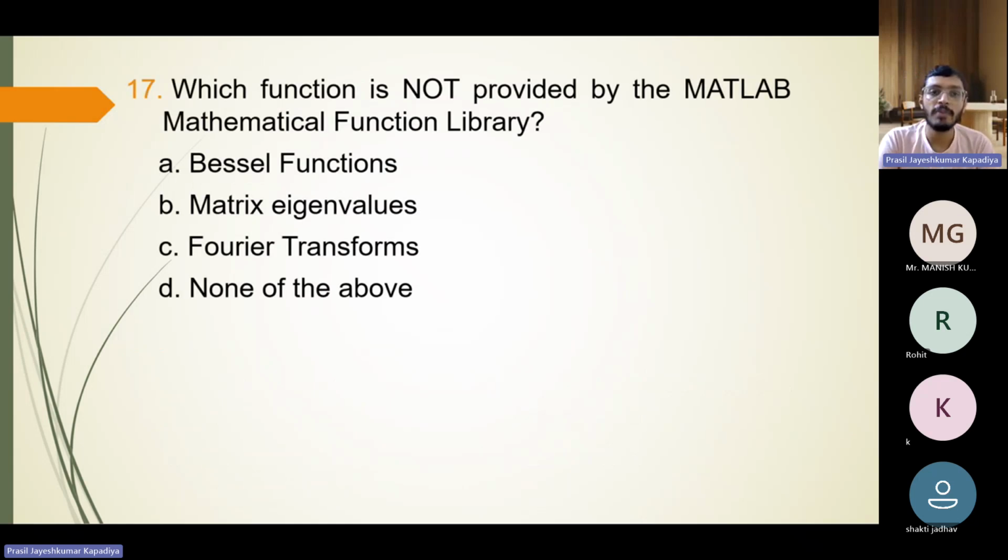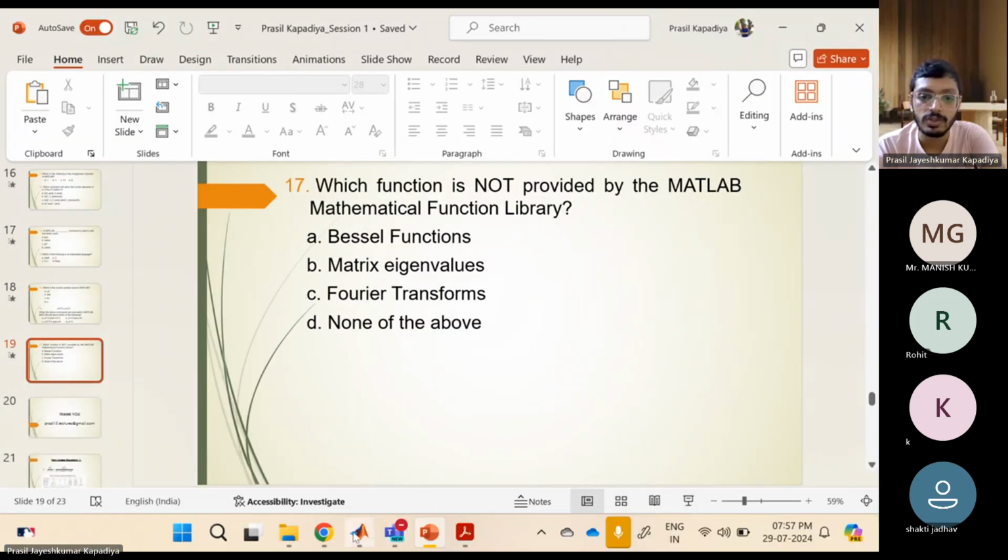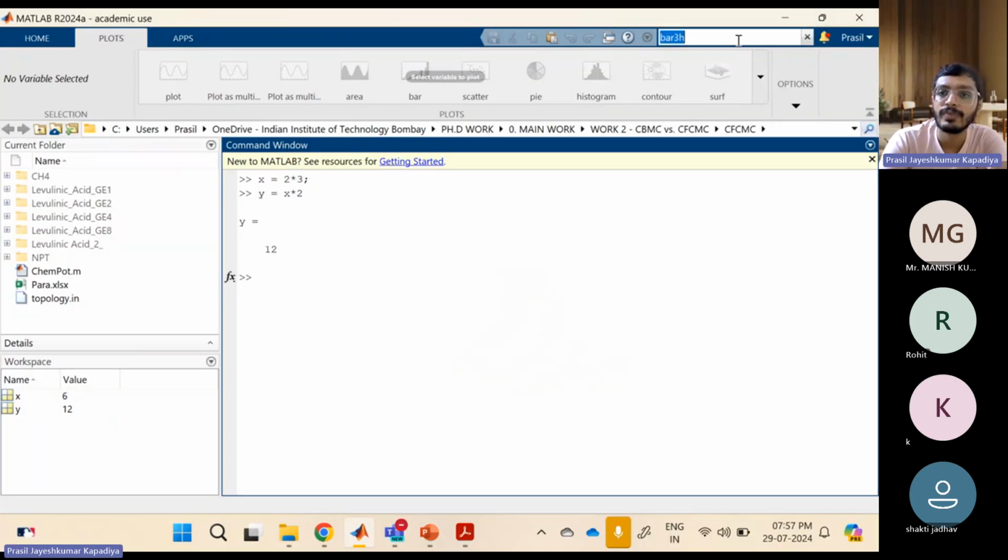Which function is not provided by MATLAB mathematical function theory? So eigenvalues, you know I showed you we can calculate using the EIG function. So eigenvalues are there. Let's check for Bessel functions and Fourier transforms. So let me check for Bessel functions.